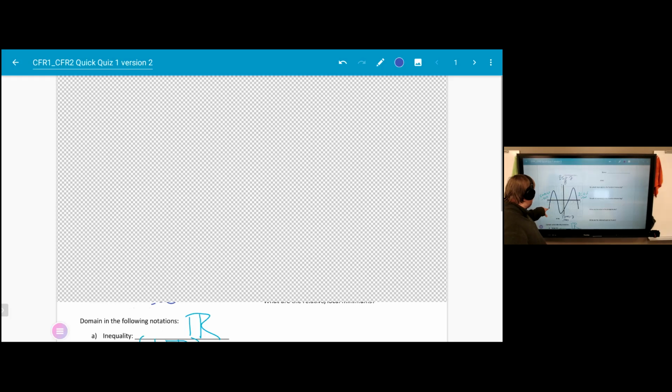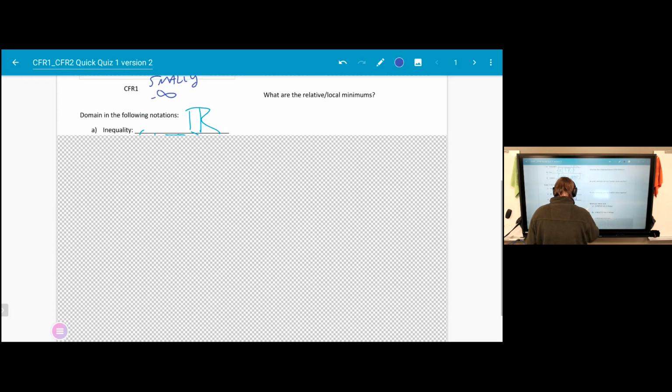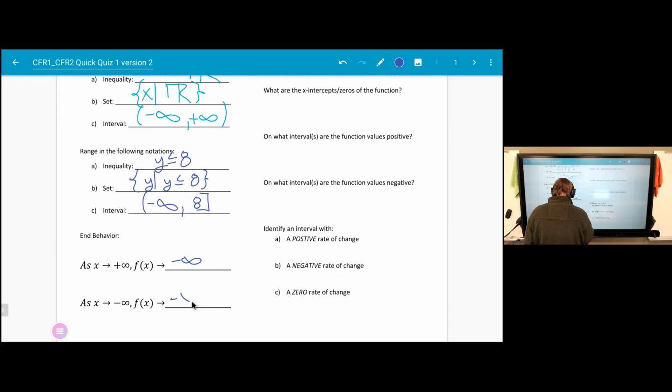On the left-hand side, do I have an arrow? I sure do. And where is it pointing? Also pointing down to negative infinity. And again, that's taking care of your 1 and 2 level work for CFR1. Let's go ahead and start on the CFR2 business. We'll do our 3 level here in a second.